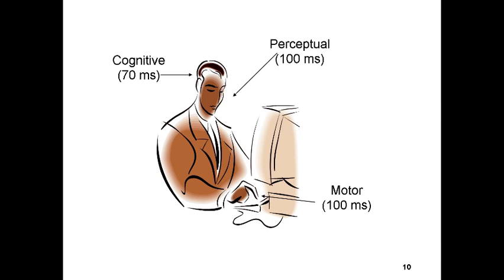Here's the model human processor with cycle times. A cognitive process generally takes around 70 milliseconds, but again, that's going to depend on the task. This is just an average. Perceptual processes take around 100 milliseconds, and motor processes take around another 100 milliseconds. So, once again, these are very rough estimates. It's really going to depend on the task, but these are some general guides or rules.